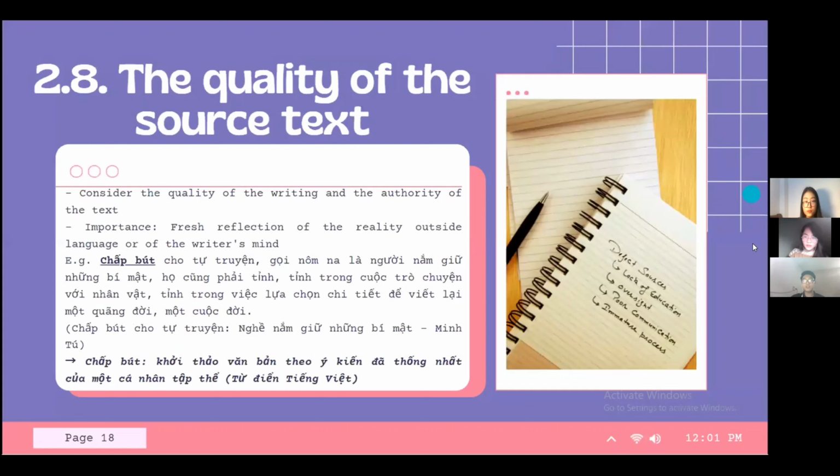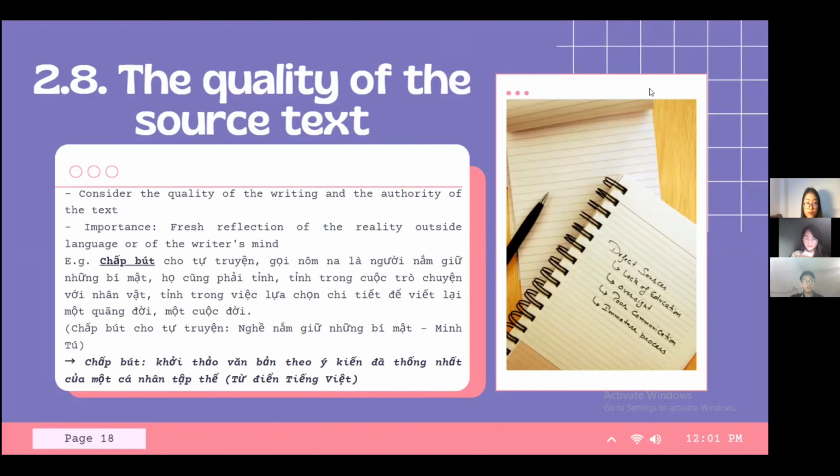You have to consider the quality of writing and the authority of the text. They are the two critical factors in choice of translation method. The quality of writing has to be judged in relation to author intention and the requirement of the subject matter. And what matters here is a fresh reflection of the reality outside language or of the writer's mind.